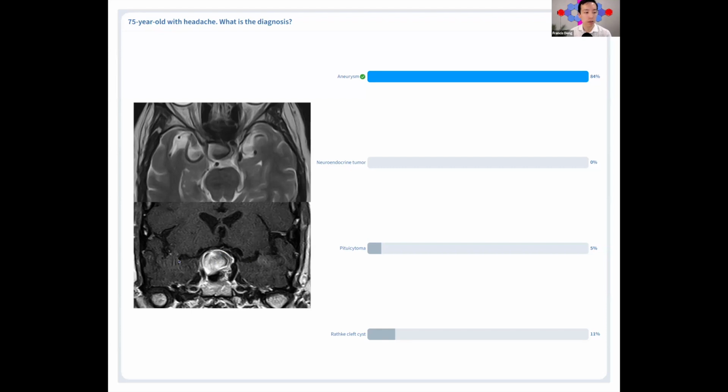You can also see some of this pulsation artifact reverberating in the horizontal kind of plane here on this coronal image that would further support that this thing is very pulsatile and creating these pulsation artifacts. So the correct answer is aneurysm here, and this turned out to be an aneurysm off of the right ICA on subsequent CT angiography.